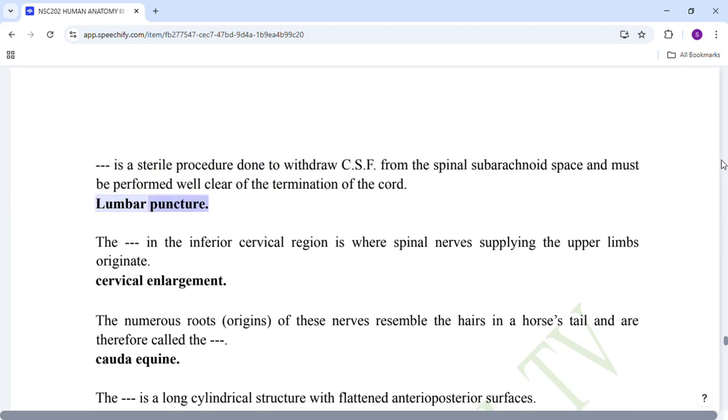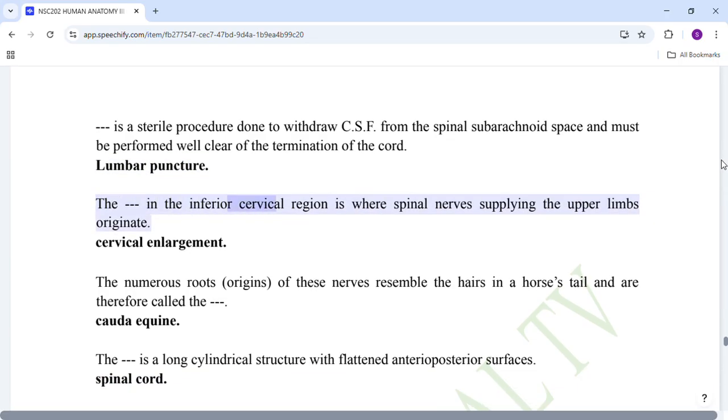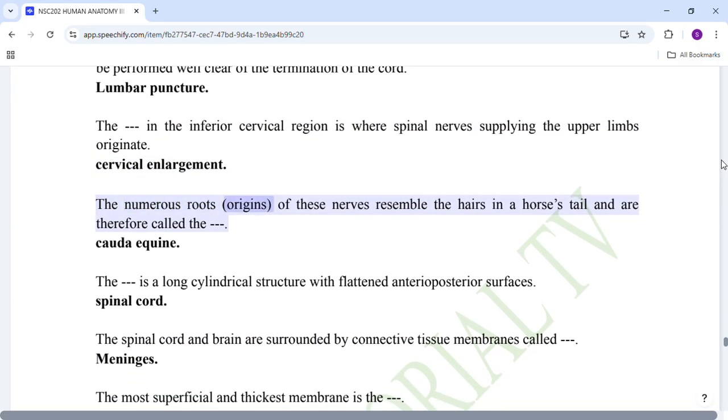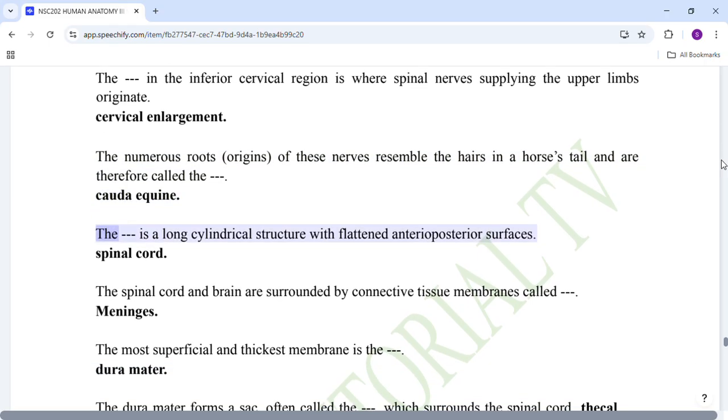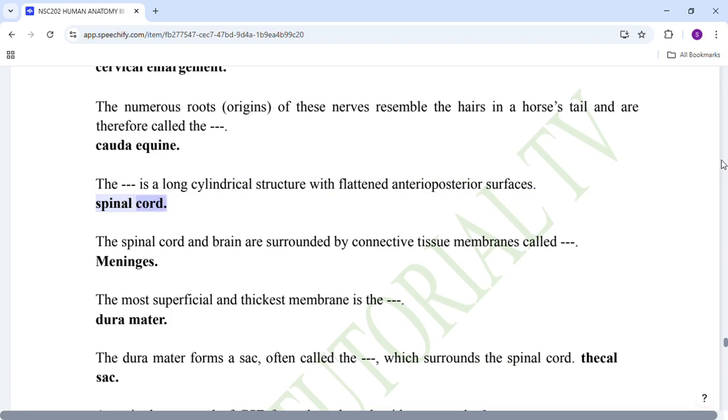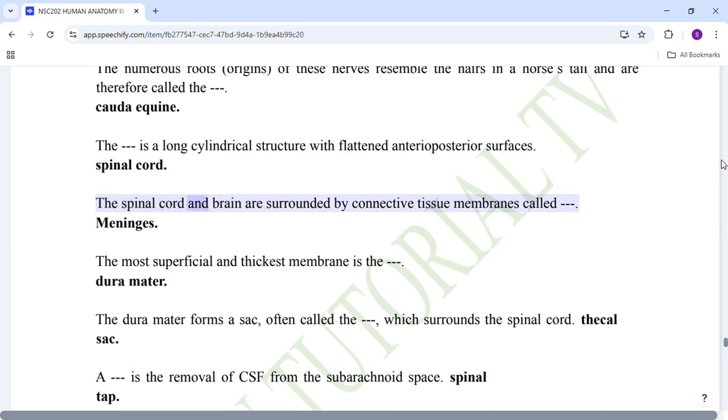The cervical enlargement in the inferior cervical region is where spinal nerves supplying the upper limbs originate. The numerous roots, origins, of these nerves resemble the hairs in a horse's tail and are therefore called the cauda equina. The spinal cord is a long cylindrical structure with flattened anterior-posterior surfaces. The spinal cord and brain are surrounded by connective tissue membranes called meninges.